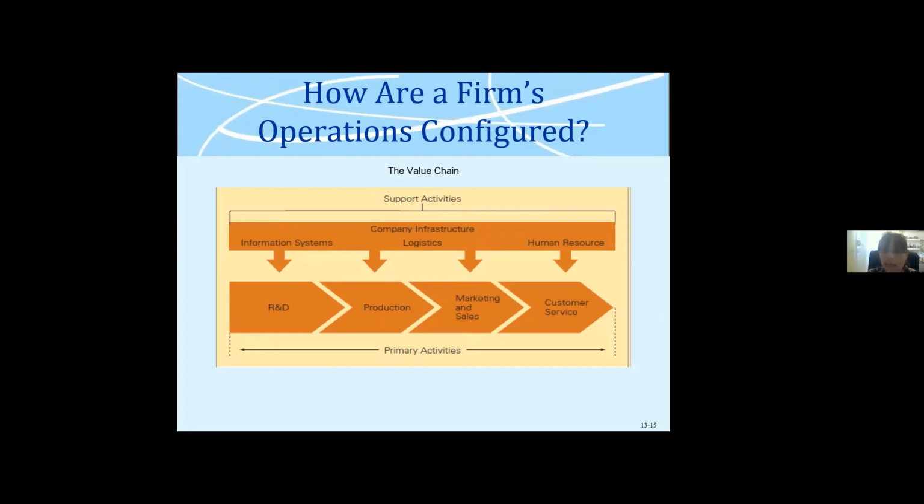Regarding the support activities, the value chain offers inputs that allow the primary activities to occur. So we have information systems. What do you mean by information systems? Why are information systems important? Can you link it with the pandemic situation?